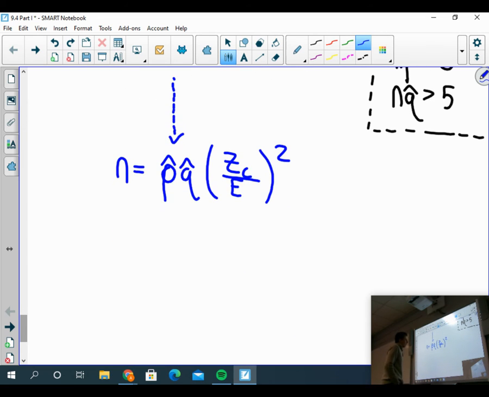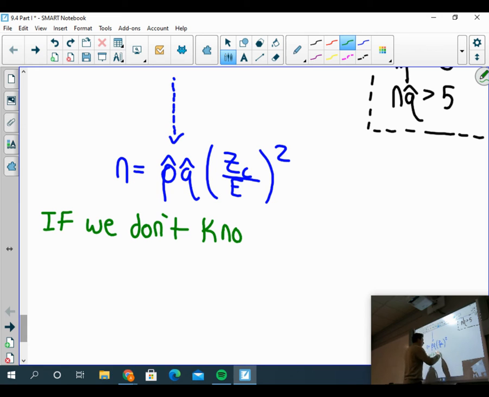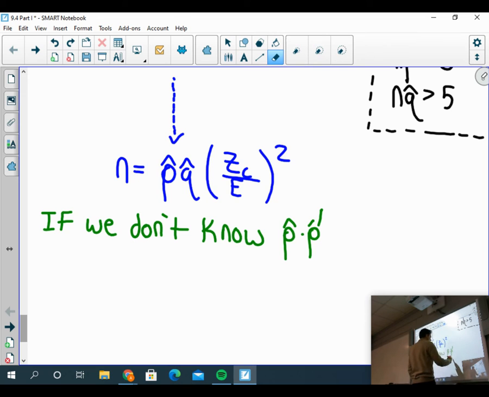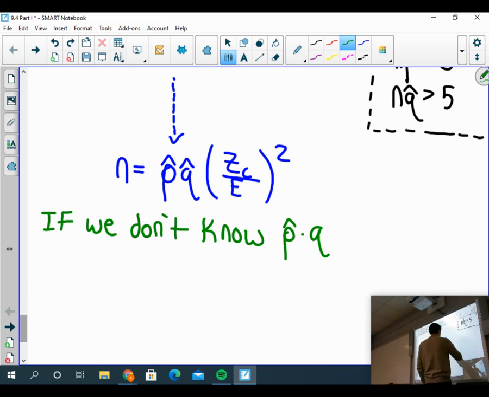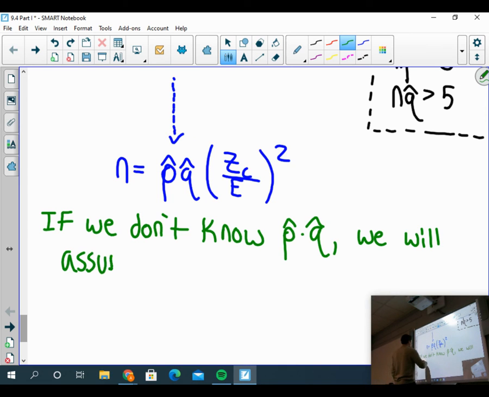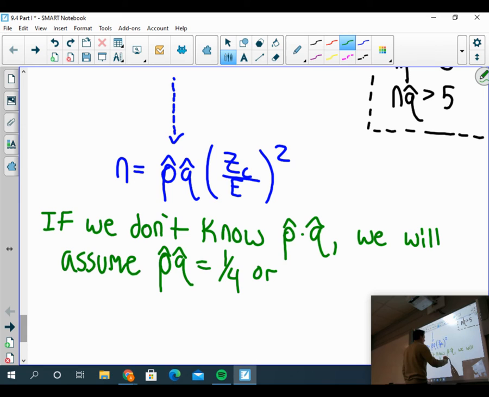Now, what we need to keep in mind is sometimes we will not know p hat and q hat. If we don't know p hat times q hat, we will assume p hat times q hat is 1/4, or 0.25 if you want it in decimal form.